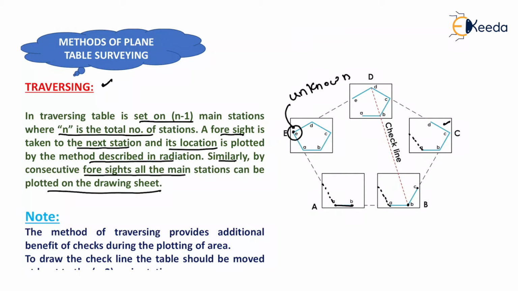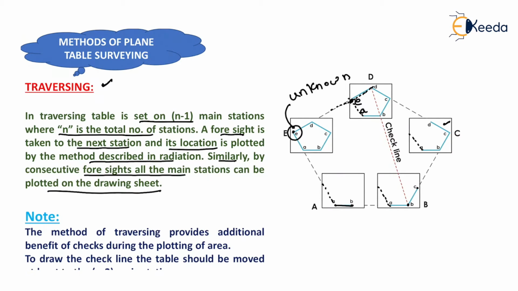Now we will place the plane table sheet on station D, and this is our previous drawing. Now by sighting station E from station D, we will have a resector like this. The intersection point of both the resectors from A as well as from D gives us station E. In this way we will locate an unknown station by drawing the resectors from the first station and from the last second station. So we have to set the table on n-1 stations to locate an unknown station in the traversing method.